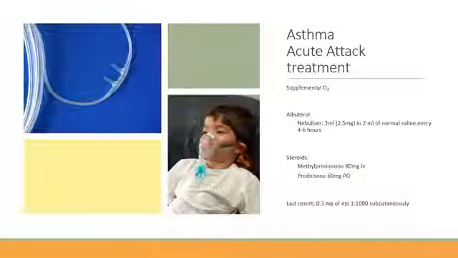Looking at the treatment for an acute asthmatic attack, there's a variety of treatments that we can pick from. One of the first things we can do is certainly utilize supplemental oxygen.